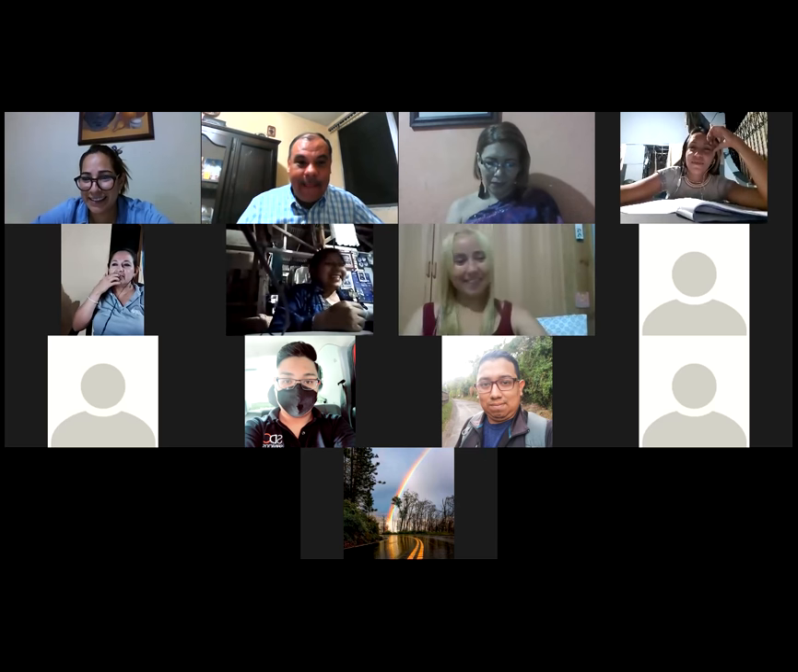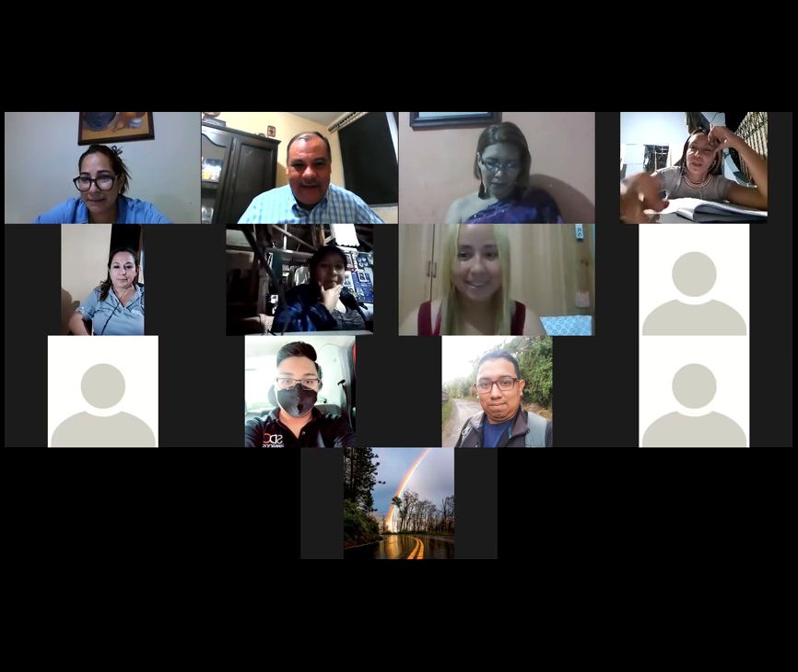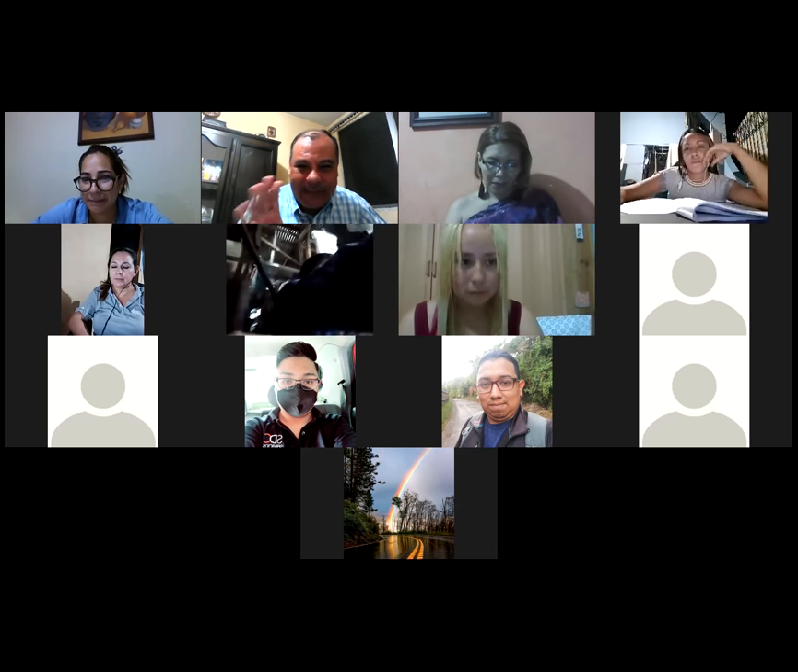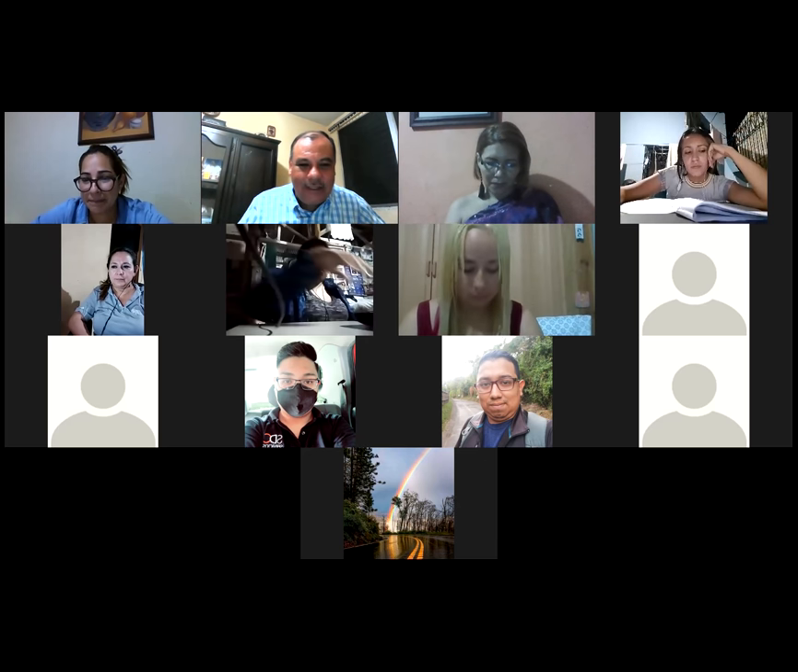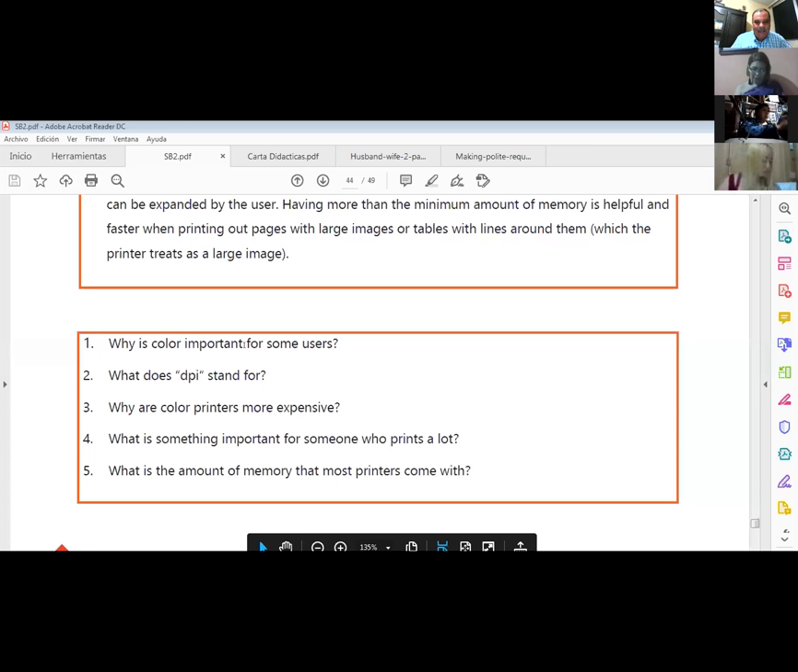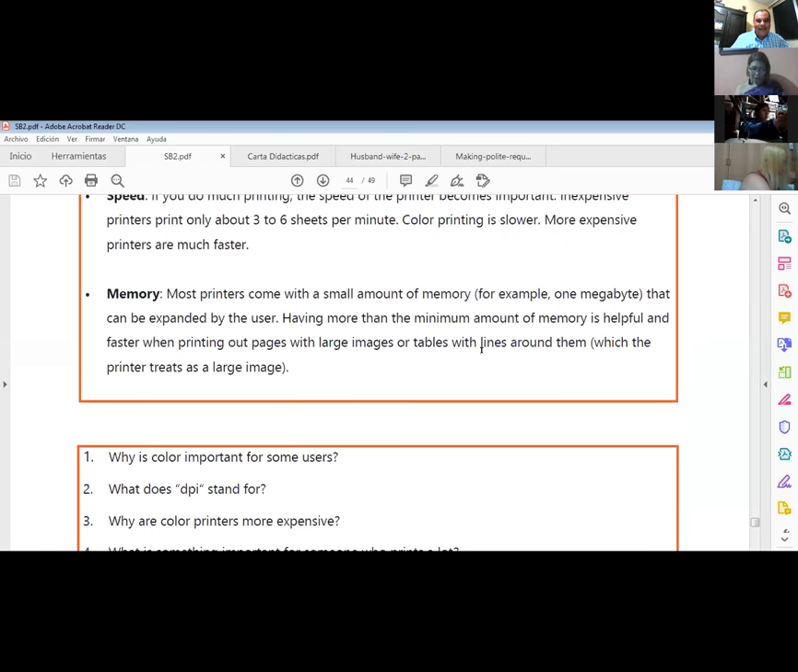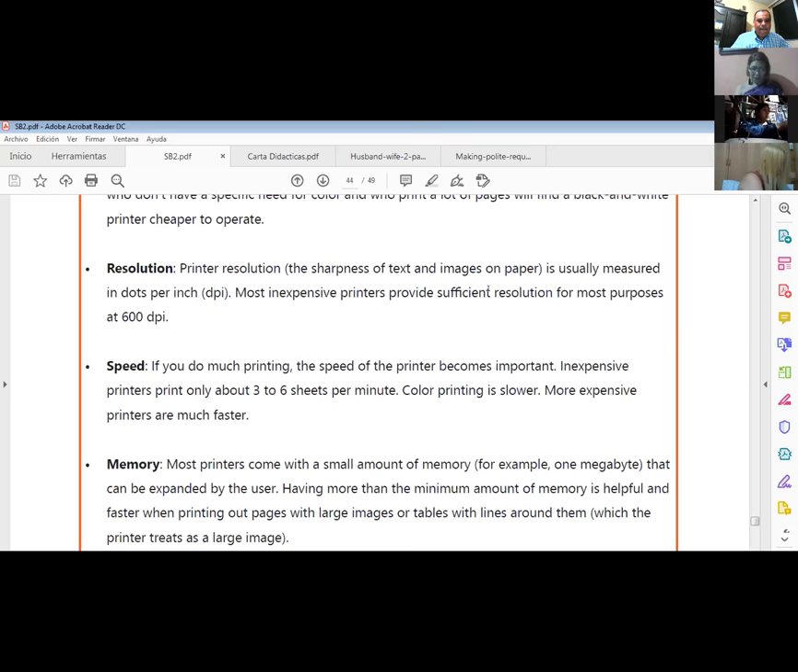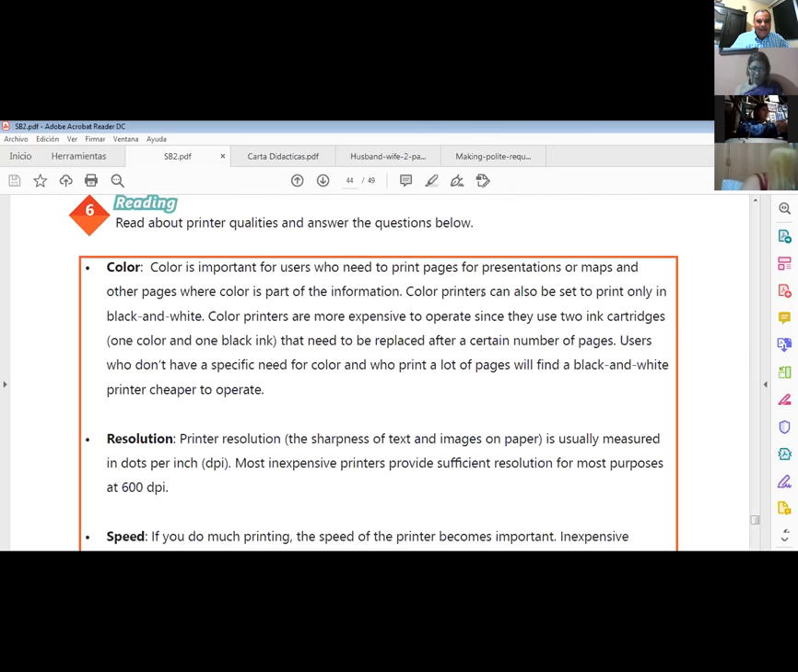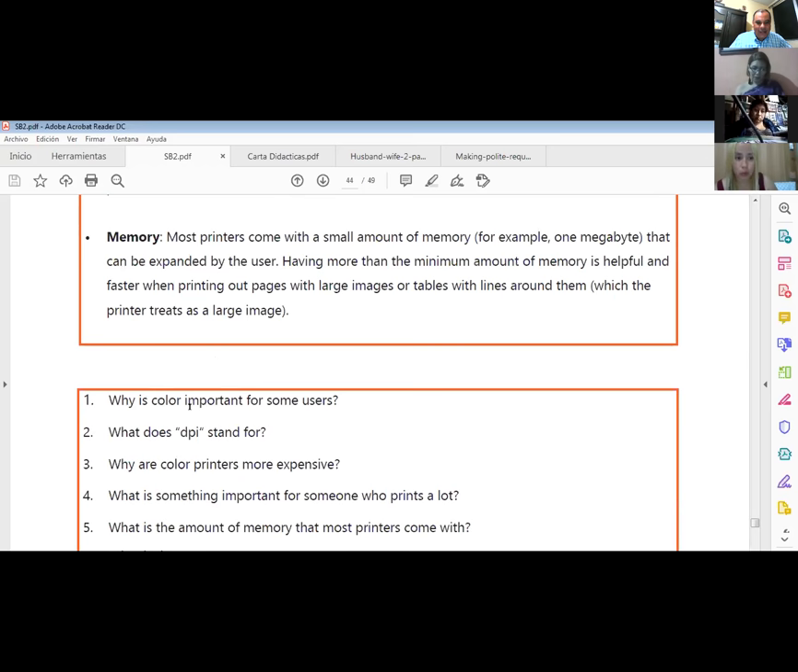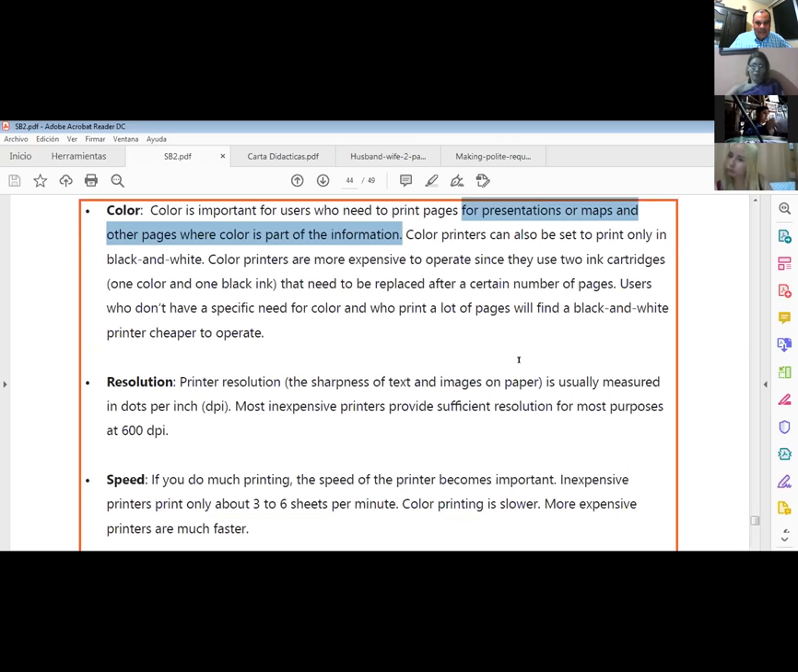Okay, now we have 1, 2, 3, 7, 11, 12. So I'm gonna make you work in pairs, and you are going to answer this question: Why is color important for some users? In here it says color is important for presentations or maps and other pages where color is part of the information. Okay, that will be the answer.